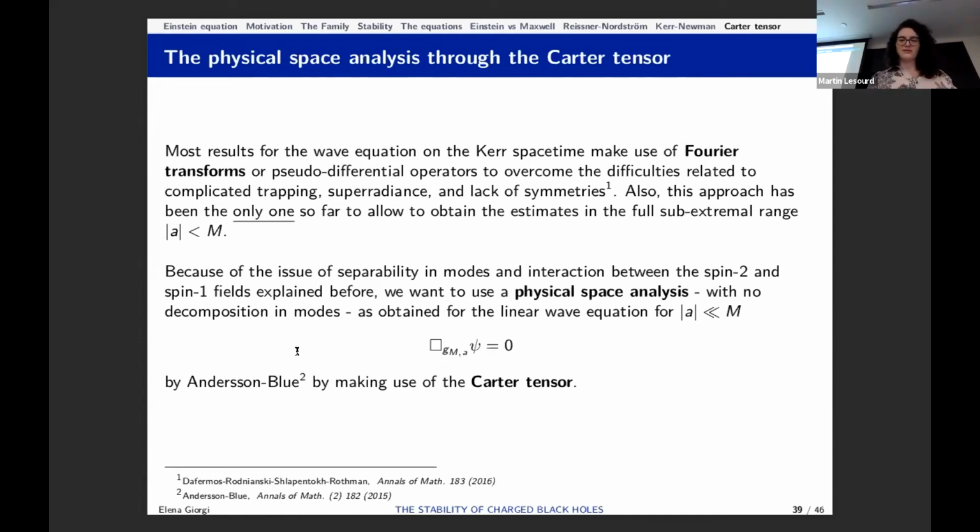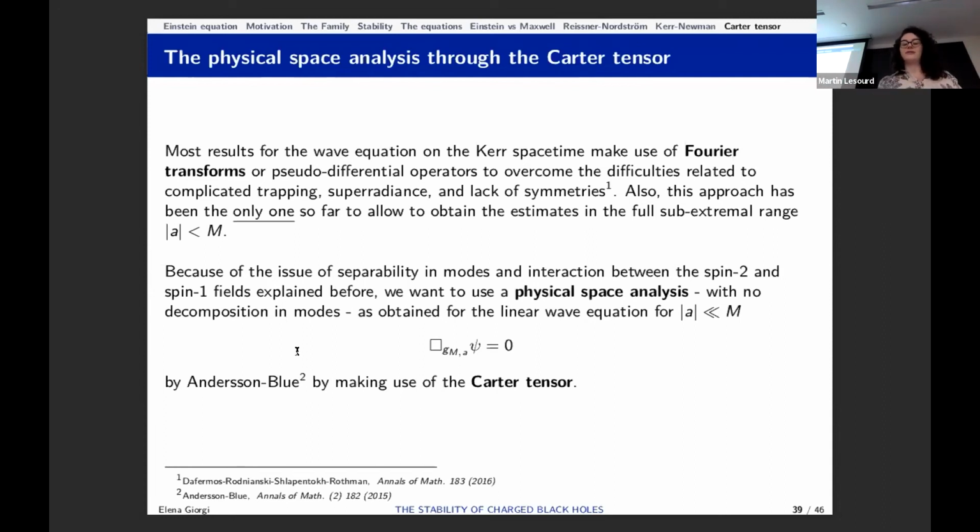there is a problem, because most works to obtain Morawetz estimates, so integrated space-time estimates, are done using Fourier transform or some sort of pseudo-differential operators, and most notably the work by Dafermos-Rodnianski, Shlapentokh-Rothman in the full sub-extremal range. And of course, that's the only proof to obtain the full sub-extremal range. But because of this issue of separability in modes, interaction between spin 2 and spin 1 field, I want to avoid doing that, because then I don't know how to make these spherical harmonics interact. I'm not saying it's impossible, I'm just saying that I don't know how to do it.